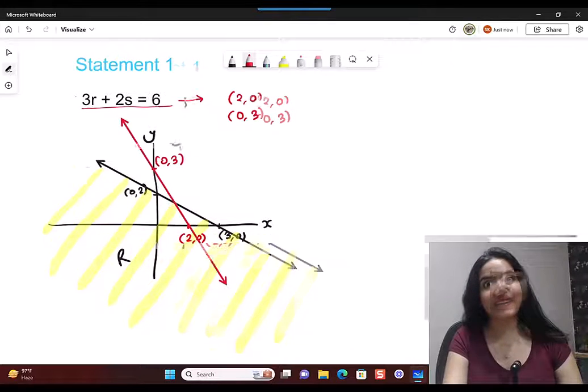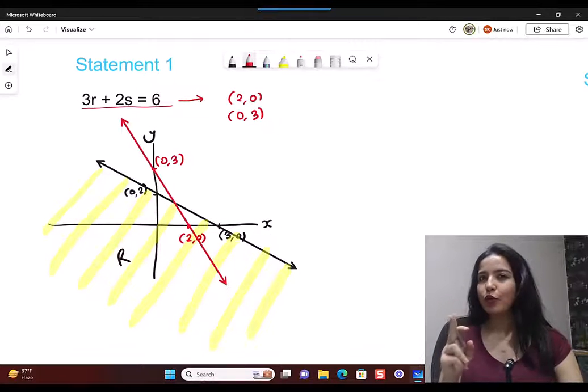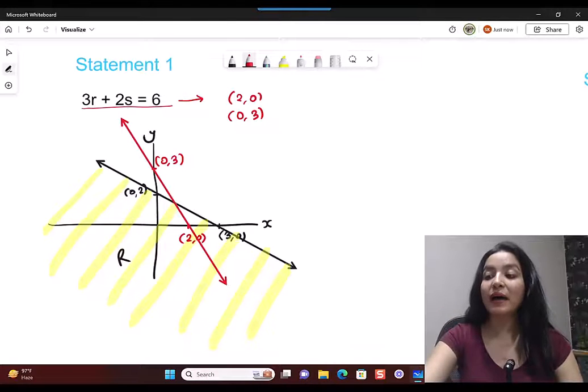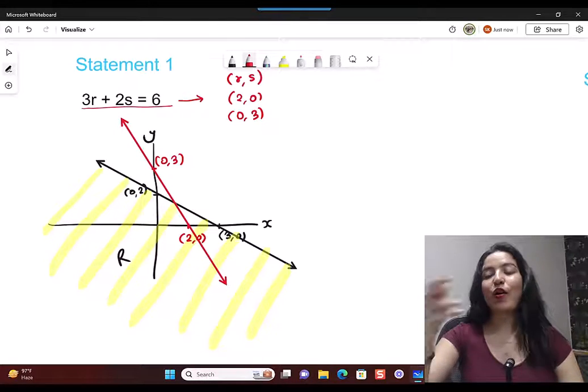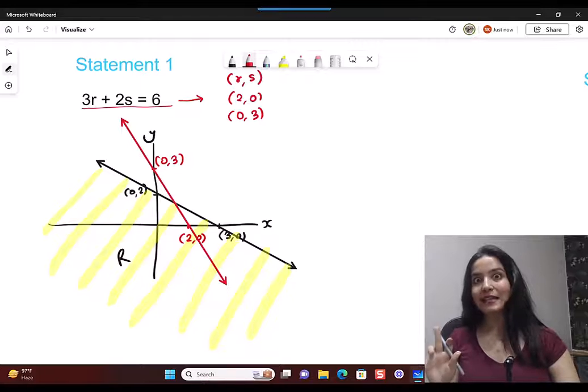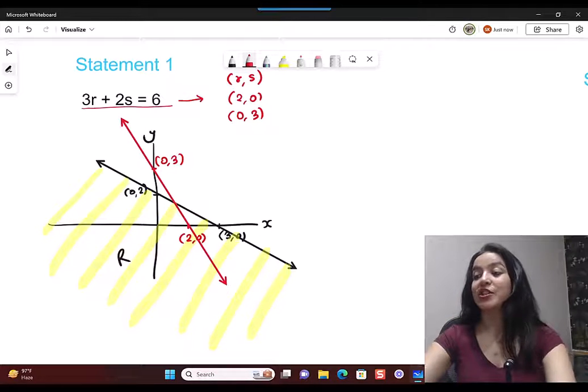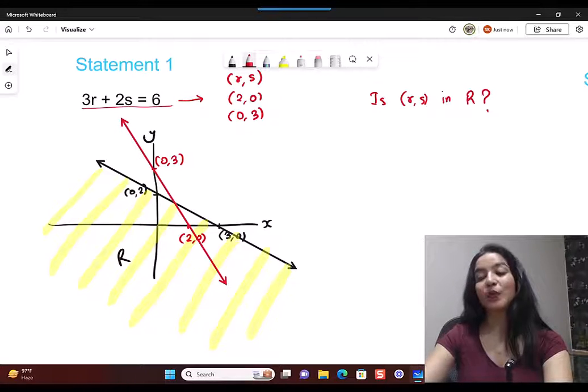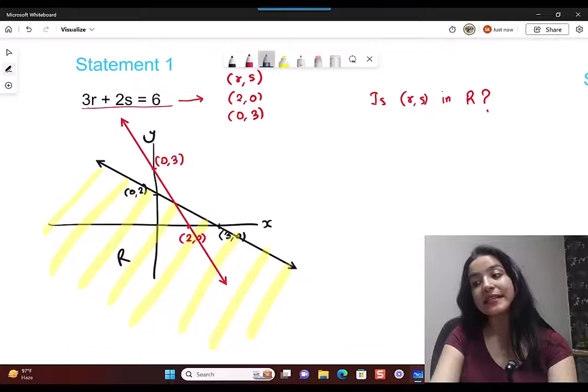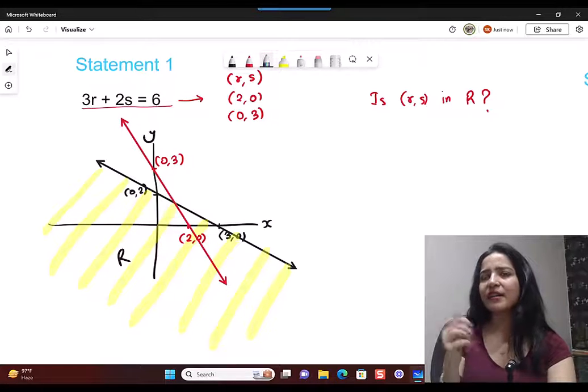Let me draw the line. There you go. Now you know that your point r, s lies on the red line that I've drawn. Yes, but what was the question? The question was whether this point r, s is in region R, which is the yellow region. So is it always in region R, or can it be outside?